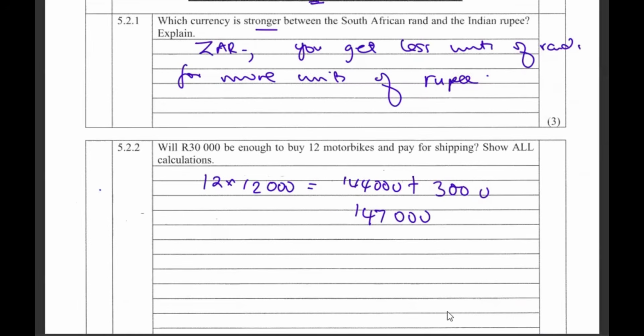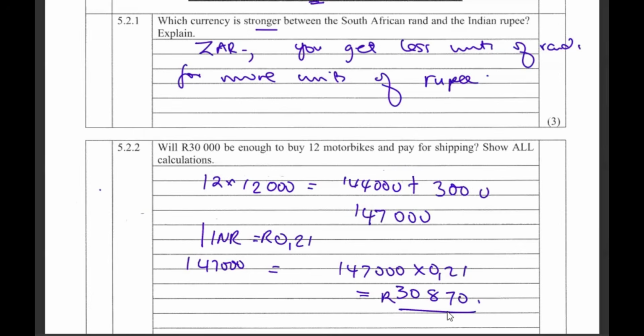Convert these rupees to rands. We know that 1 rupee is 0.21 rands. So if we have 147,000, it's going to be 147,000 times 0.21. You multiply that, and that gives us 30,870. This is what we are getting.